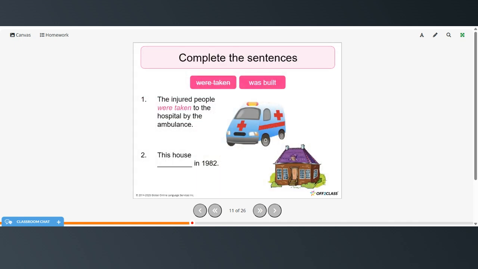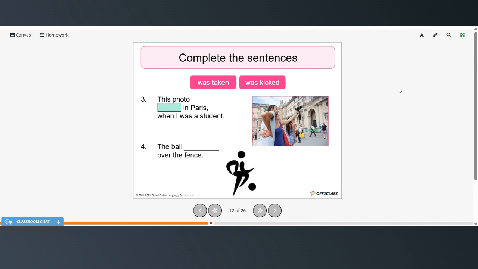All right, now you can pause the video, try these next examples on your own, and then restart when you're ready to check your answers. The first one is already done. The injured people were taken to the hospital by the ambulance. Okay, so this house was built in 1982. This photo was taken in Paris when I was a student. The ball was kicked over the fence.